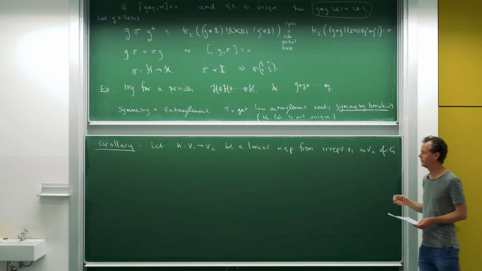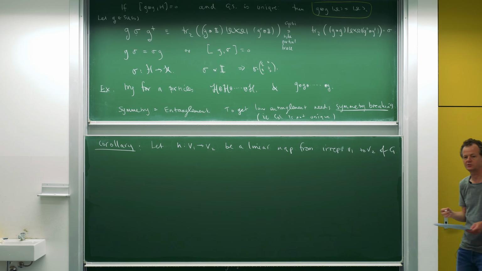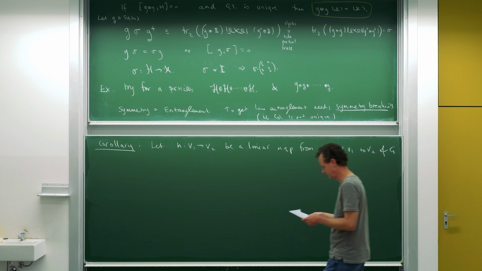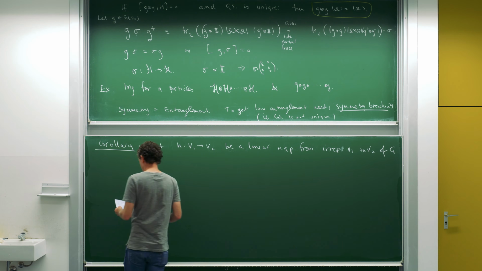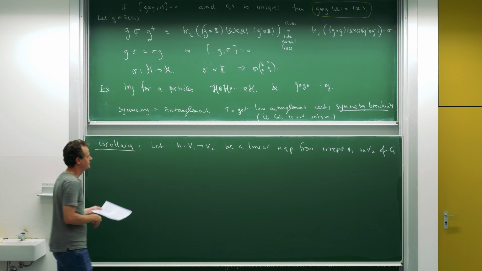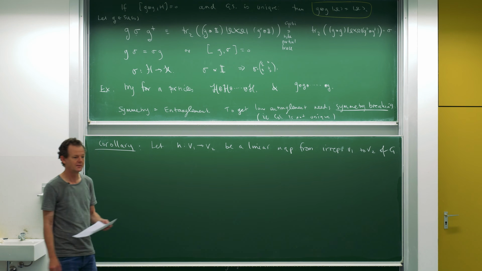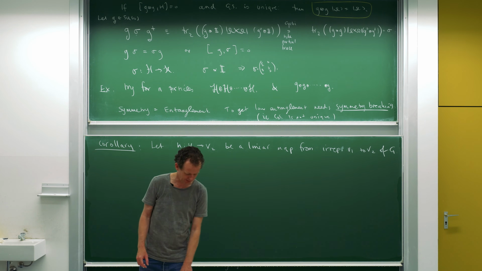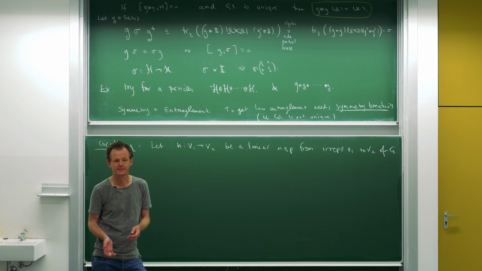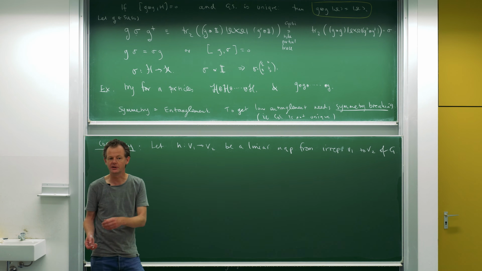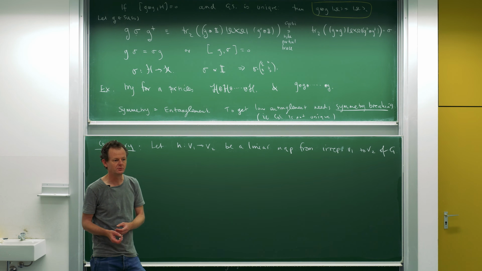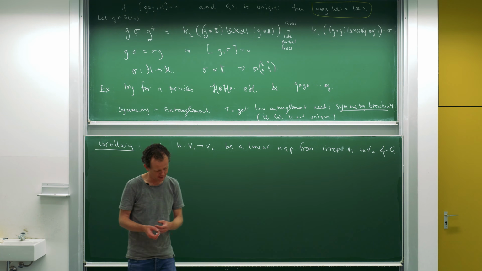So we assume, just as before, that we have two irreducible representations of our group. And we suppose now we have some linear mapping. Not even going to assume it's an intertwiner anymore, so it doesn't commute with the group action. H is just some linear map. What can you do? Well, there's not a lot you can do, right?